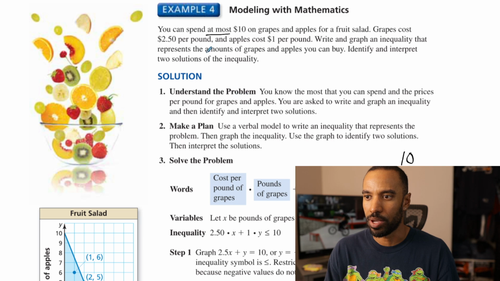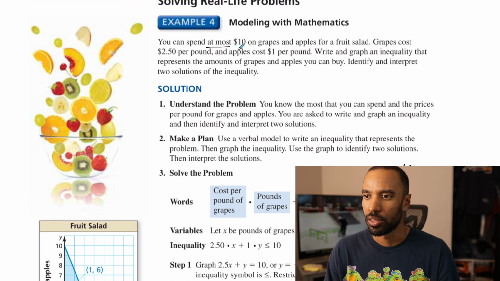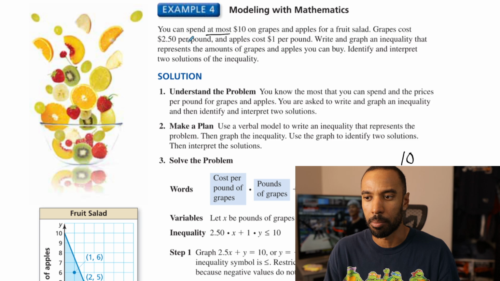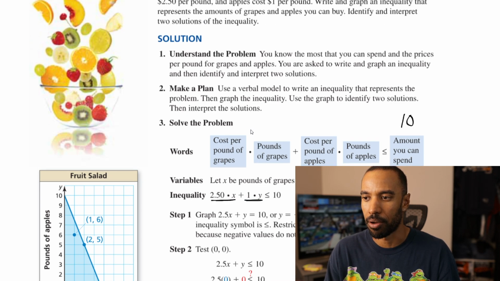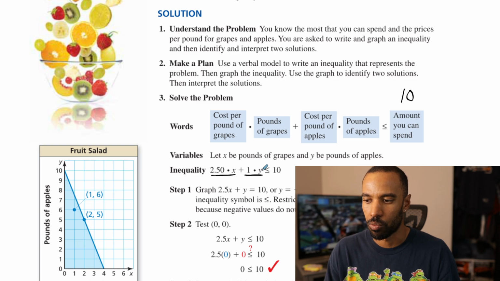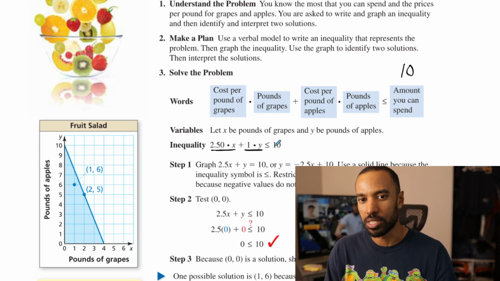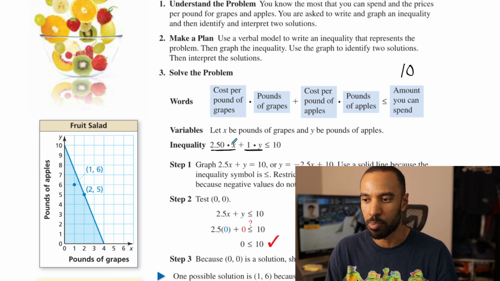Boom. And then we say how many, let's see, are they using X and Y? They are. Let's let X represent the number of pounds of grapes. So $2.50 per pound times the number of pounds, $2.50 times X, plus $1 per pound of apples times Y pounds of apples. And we aren't going to do equals 10, but less than or equal to 10. We can spend at most $10, so the amount that we spend can be less than or equal to it.